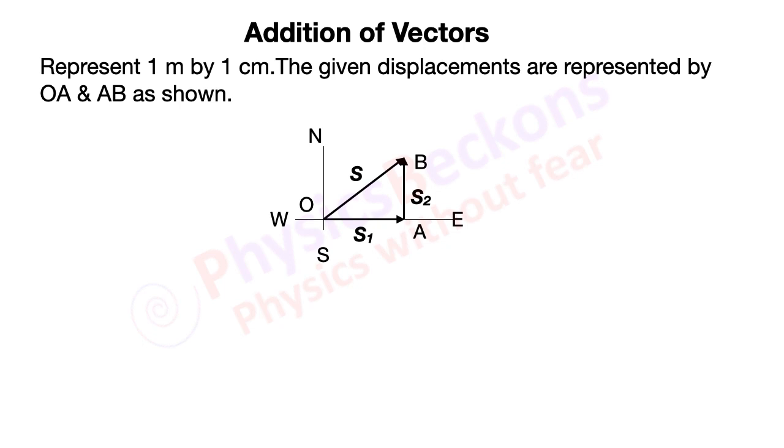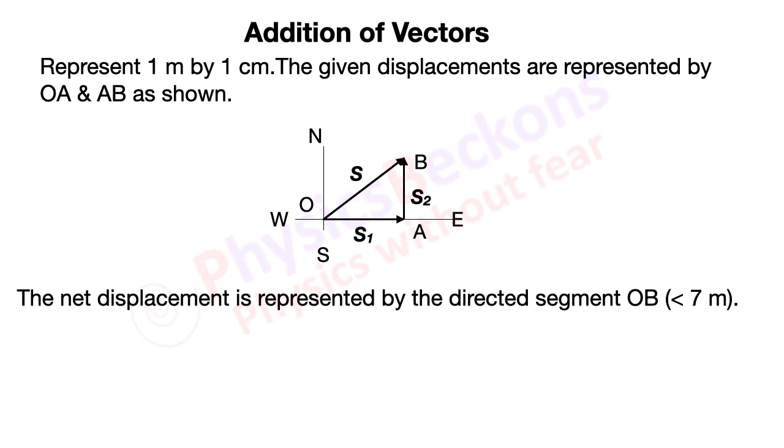S1 is 4 meter, S2 is 3 meter. 4 meter east, then 3 meter north. Overall, the displacement is OB or S. The net displacement S is clearly less than 7 meter because one side of a triangle is always less than the sum of the other two. This is 4 meter, this is 3 meter. S will essentially be less than 7 meter.